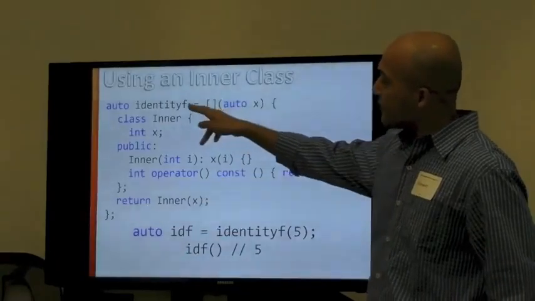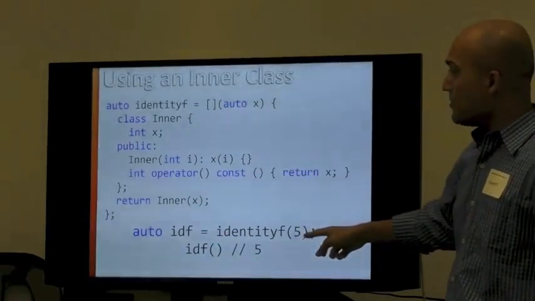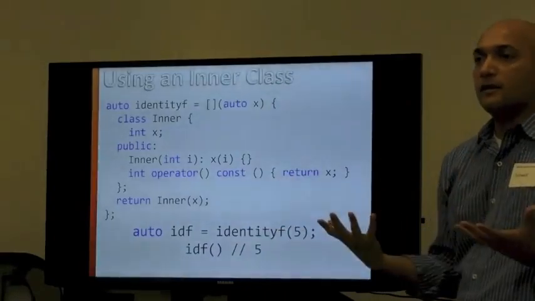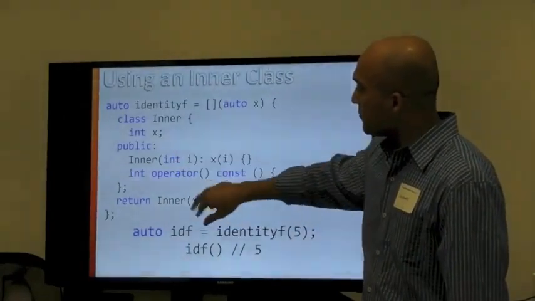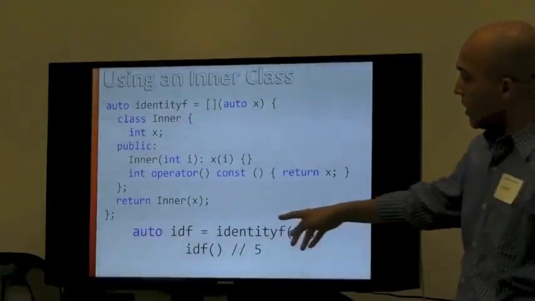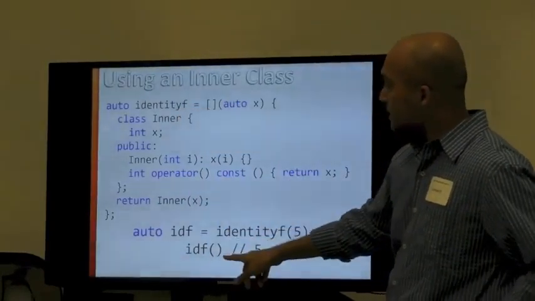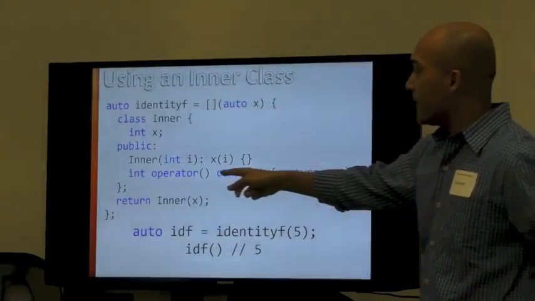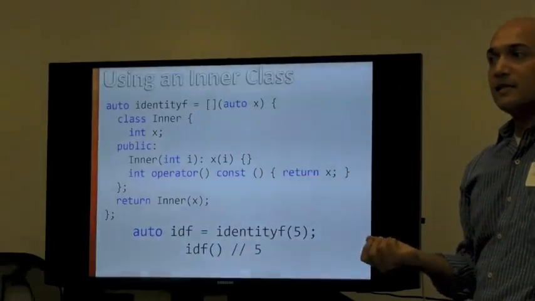When you call identity f with 5, the only thing that gets executed is this line, which is essentially a constructor, and the object is returned. So the new object called inner has 5 in it, and we just return it. And because IDF is essentially of type inner, when you call it, this function will be called, and it takes no arguments, and it simply returns its state, whatever it has captured, and that's it.